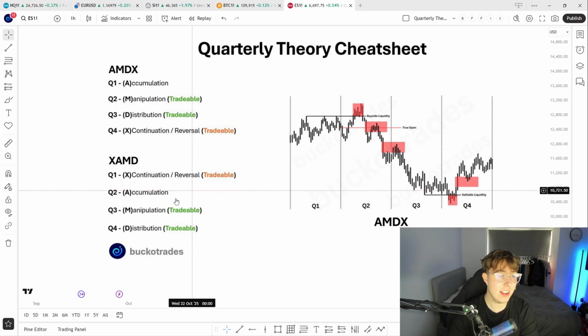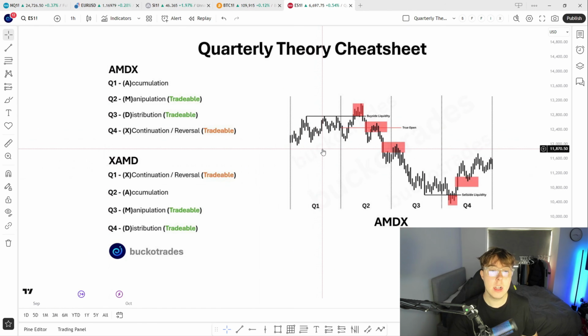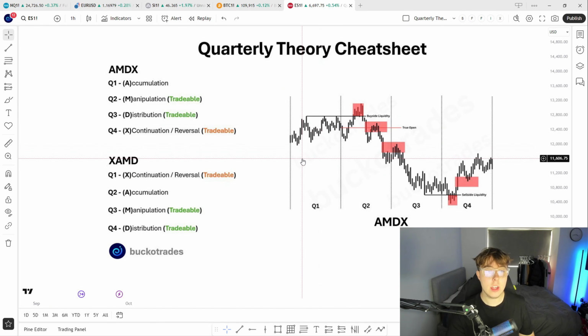Now let's jump into the second example, which is XAMD. So instead of Q1 being accumulation, because it won't always be, sometimes what you'll find is Q1 will continue from the Q4 of the previous cycle, okay? So obviously we've got Q1, Q2, Q3, Q4. Once Q4 is over, that specific cycle has finished and then a new one begins. So then we begin Q1, Q2, Q3, Q4, okay?